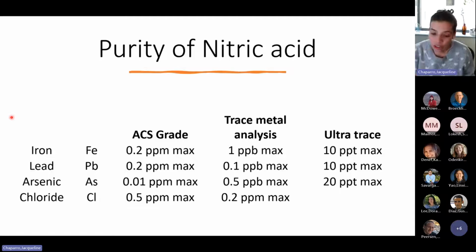Ultra trace nitric acid tends to be really expensive, and so we have been able to purchase distilled nitric acid, and we have a nitric acid distillation system. So we twice distill the nitric acid, and the purity levels are low enough that they will not interfere with our analysis, and have not interfered with our analysis.